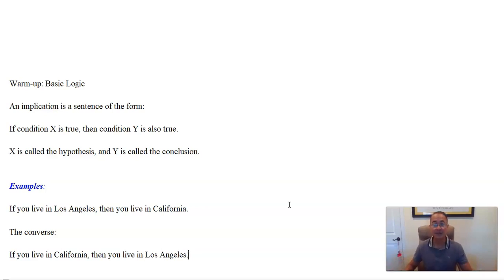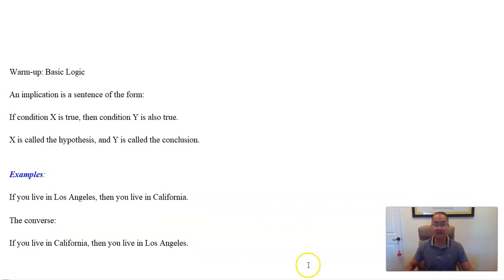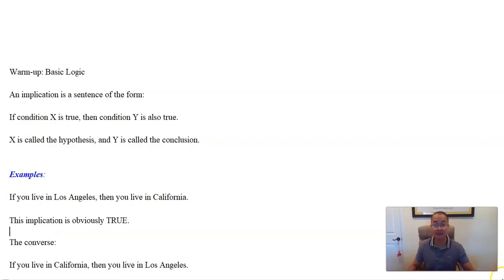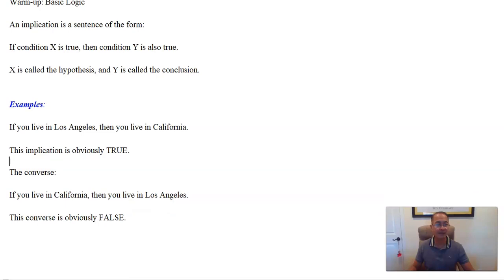Obviously false. You can live in San Diego, you can live in San Francisco, Bakersfield, anywhere but Los Angeles, and still live in California. So every person who lives in Bakersfield serves as a counterexample to this converse. So this converse is obviously false. By the way, let's label this: this implication is obviously true. I'm not giving you a very difficult example. I want everyone to understand this.